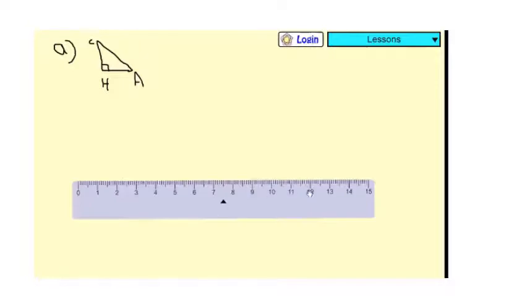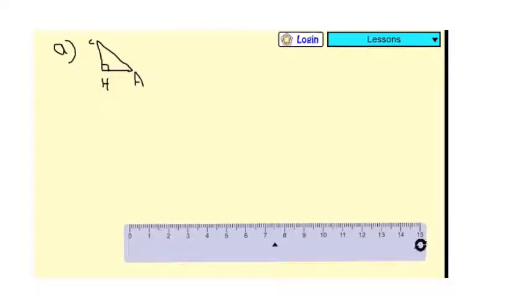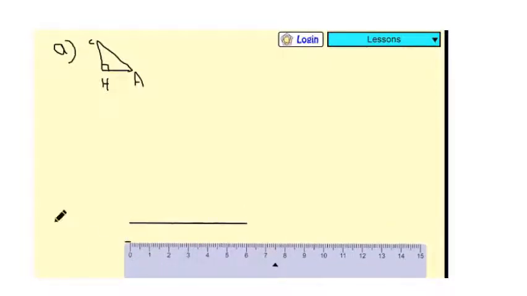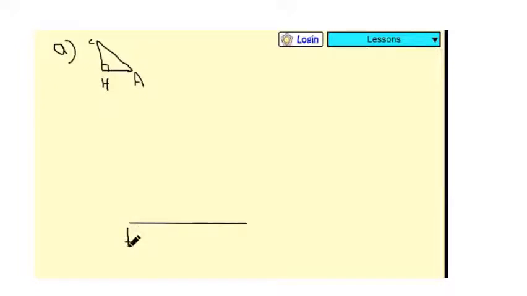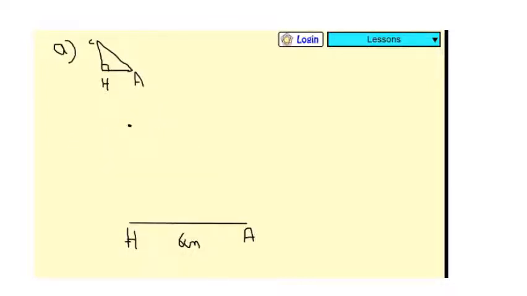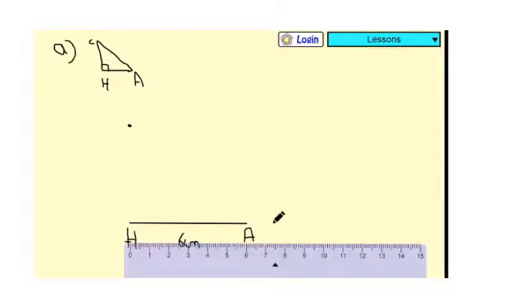In this case, we have side, angle, side. So we are going to start drawing with the first side, which is HA, which measures 6 centimeters. Here it's H, here it's A, and it's 6 centimeters. Then we are going to draw the right angle at H. You can use the protractor or the set square. Here it's 90 degrees.